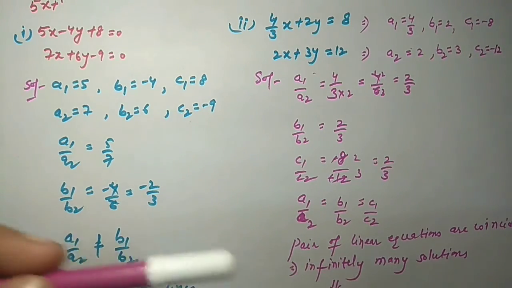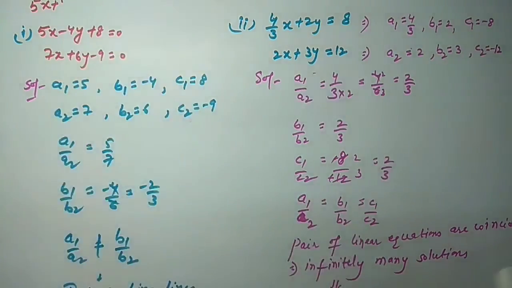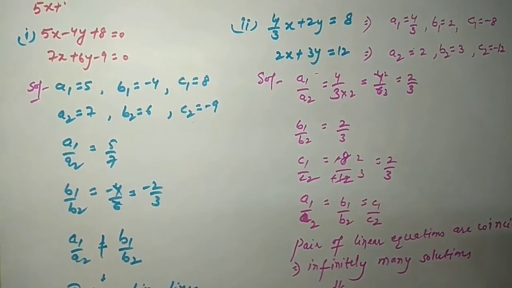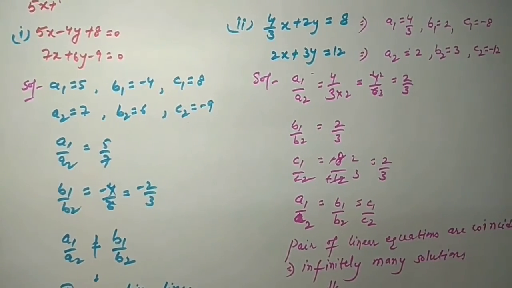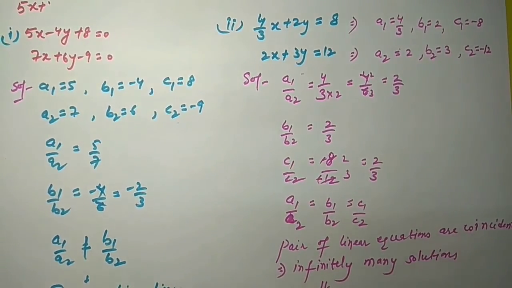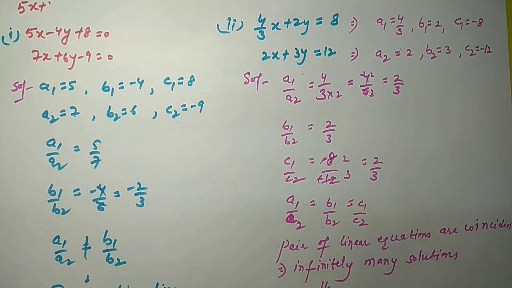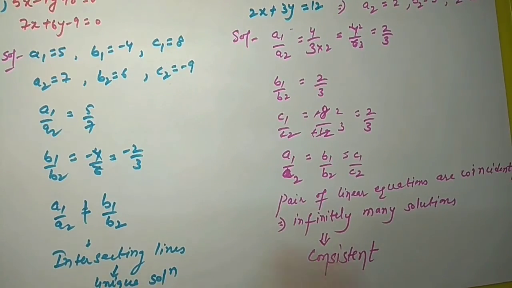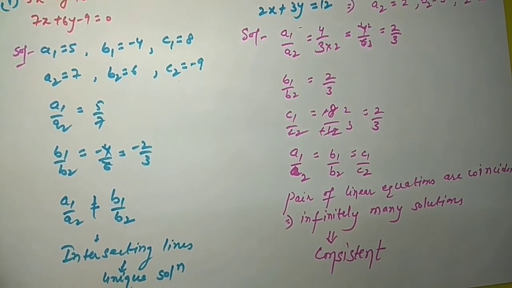Now after finding the ratios, we have seen that all three are equal: 2 by 3, 2 by 3 and 2 by 3. So all are equal. Then which type of lines are they? They are coincident lines. Clear? The pair of linear equations are coincident lines, and they have infinitely many solutions. So they are consistent.